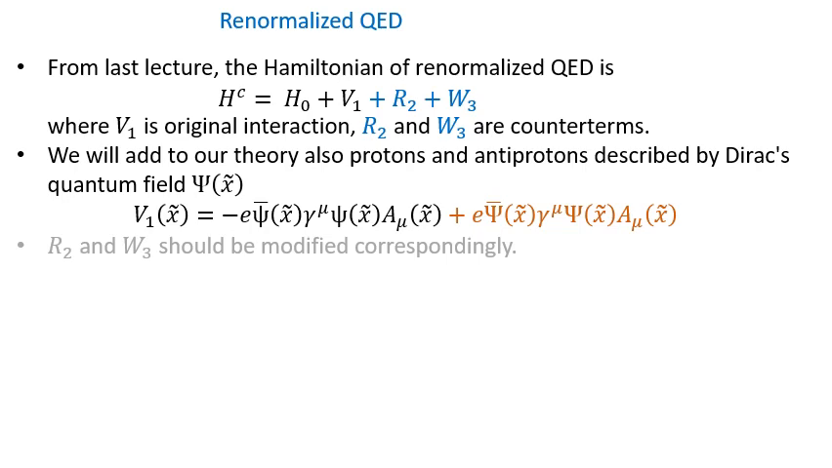We just add a second term to the interaction density V1, where the electron-positron Dirac field is replaced by the proton-antiproton Dirac field. Of course, corresponding extra terms should be added to the counterterms R2 and W3.